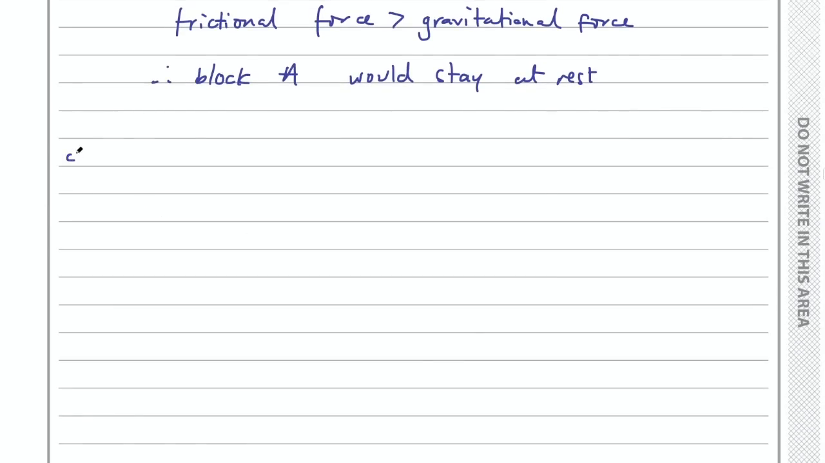So for part C, because it was 2 marks, let's write 2 things. Let's say friction of the pulley, and let's say the weight of the string.